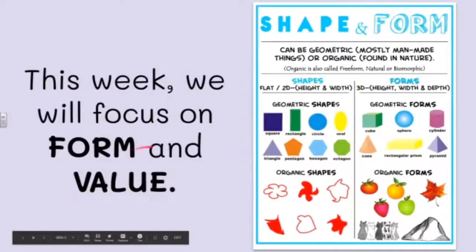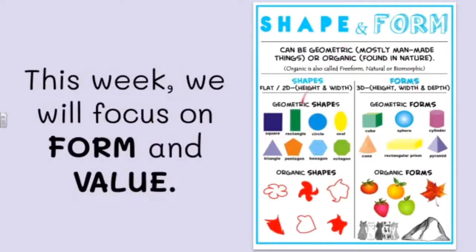So what exactly is form and value? Well, forms and shapes have a lot to do with each other. Shapes are 2D, meaning they're only measured by their height and their width. How tall they are is their height. How wide they are is their width. Forms, on the other hand, are 3D. They're more three-dimensional. They kind of jump out of the picture because they're 3D, and they're measured by their height, their width, and their depth. So their height is how tall they are, their width is how wide, and their depth is how far back they go in the picture.